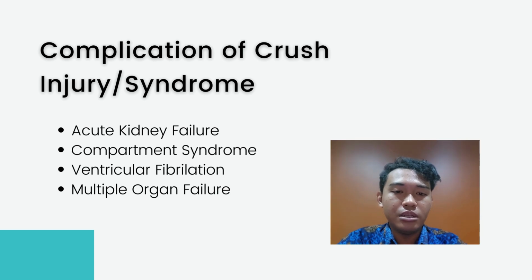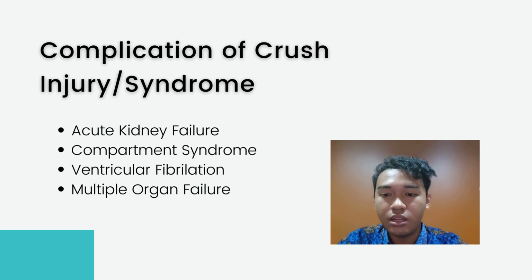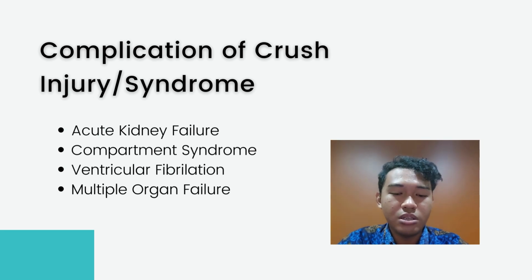I will explain about complications of crush injury or syndrome. Complications arising from crush injury or syndrome significantly increase the risk of mortality. These complications can include acute kidney failure, compartment syndrome, ventricular fibrillation, and multiple organ failure. The most common complication, acute renal failure, is often a consequence of rhabdomyolysis. Muscle damage leads to release of cell components and intracellular fluid, causing myoglobin-induced damage to the renal parenchyma and resulting in acute kidney failure.